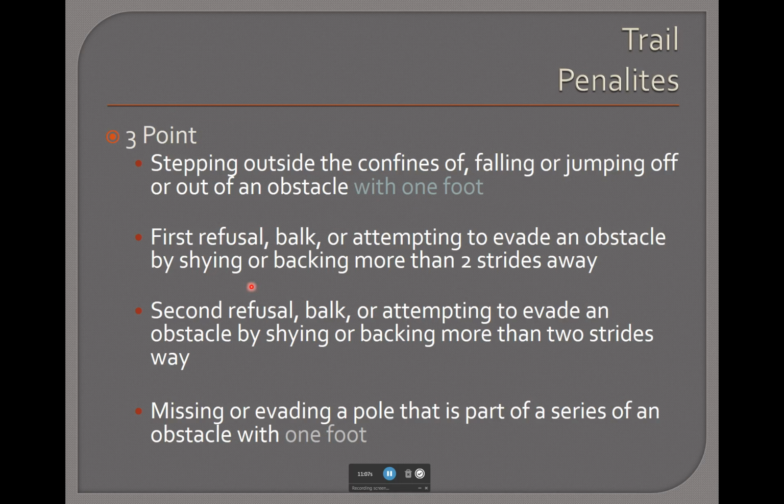The first refusal or try to evade an obstacle, they shy or back more than 2 strides the first time they do it, it's a 3-point penalty.